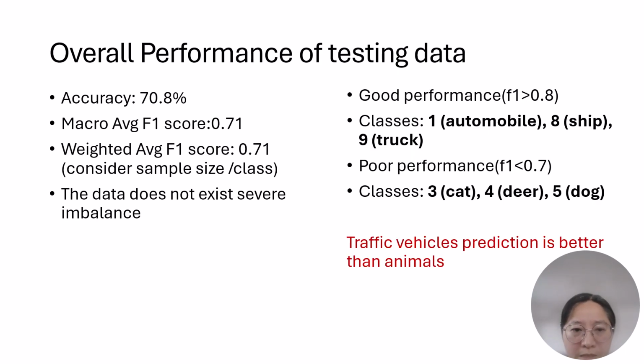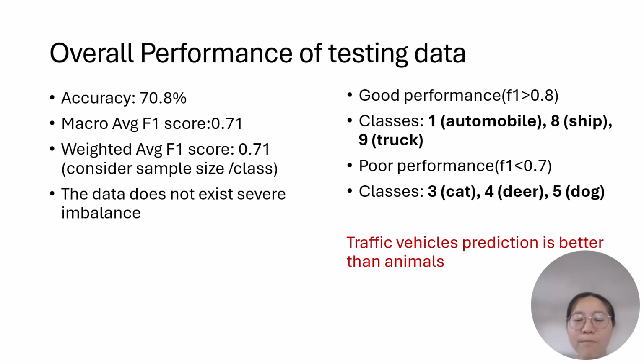And based on our best model, the accuracy is about 78%. If we do not consider the sample size, the average F1 macro score is 0.71, and the weighted average F1 score is 0.71. So the data does not have severe imbalance.